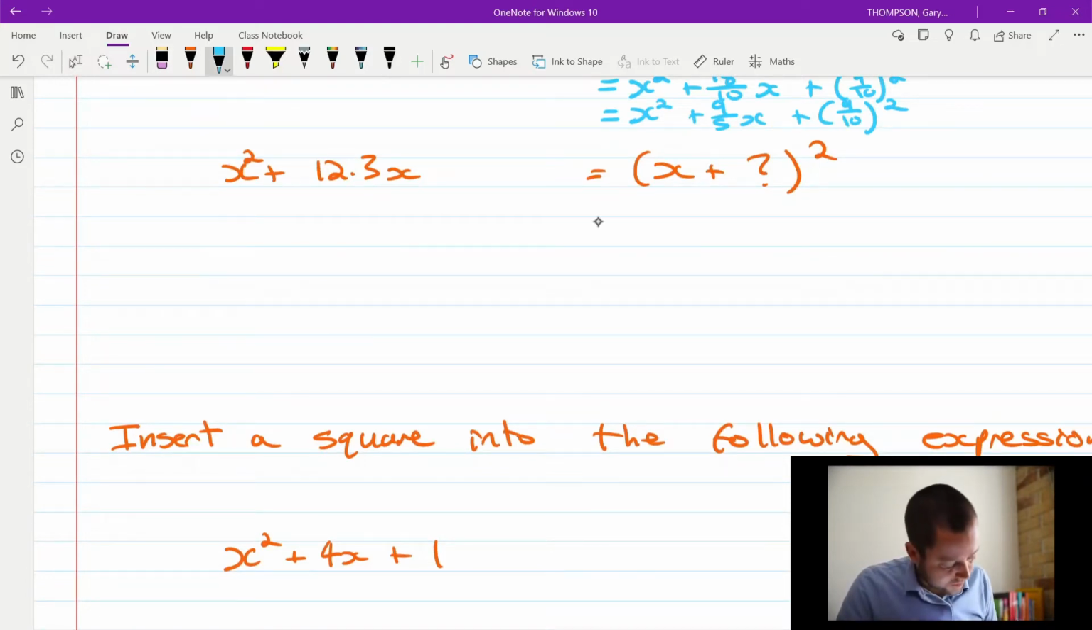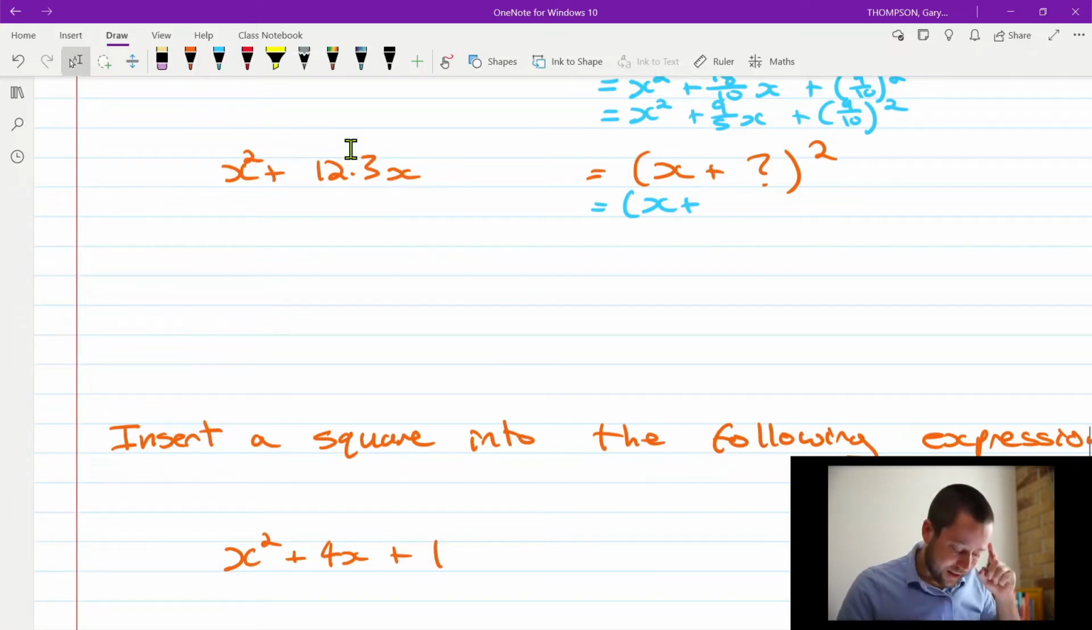So to complete the square, I need x plus half whatever this value is. So half of 12.3, it's decimals, that's going to be 6.15, 6.15 all squared. If half that value is 6.15, to complete the square, I need to add up over here 6.15 all squared.